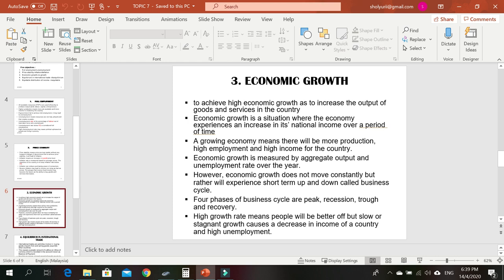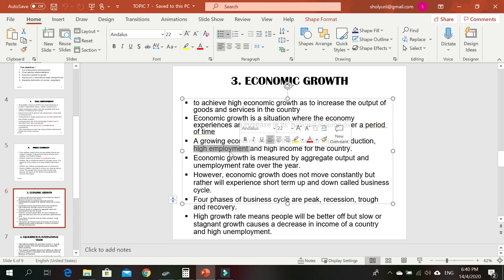More production. And then, bila kita menghasilkan barang, kita akan menggunakan more worker. That's why kita akan ada high employment. And bila people ada pekerjaan, they will have income. When they have income, they will spend their income, and that will contribute to the income of the country, and the country will have high income. Economy is measured by aggregate output. Nampak tak? Kita nak measure economic growth ni adalah menggunakan indikasi penghasilan barangan dalam negara dan juga unemployment rate, kadar pengangguran negara. Kalau negara ada kadar pengangguran yang rendah, it shows that the country is using their labor to produce output. Maksudnya ada growth lah tu.